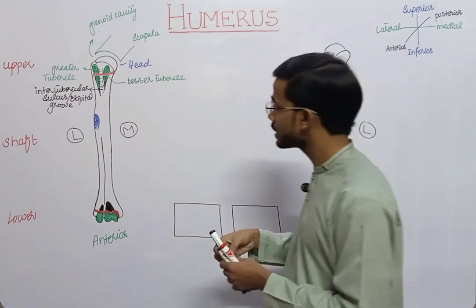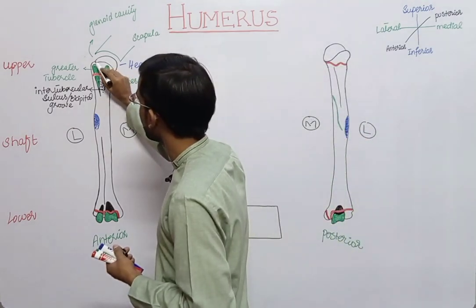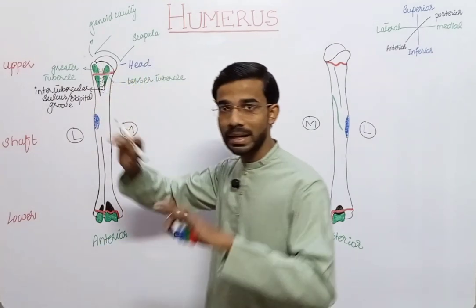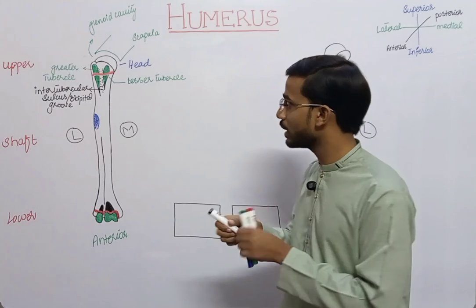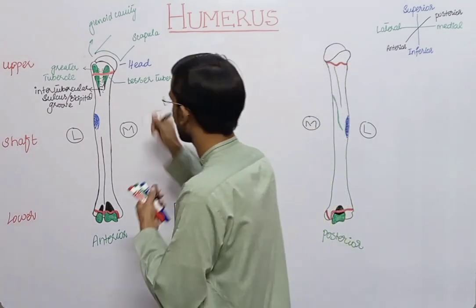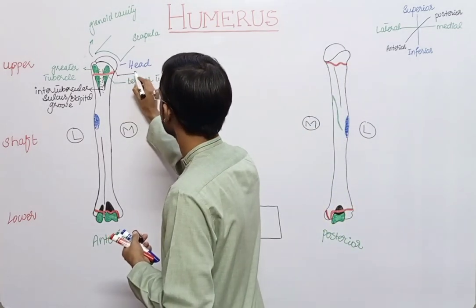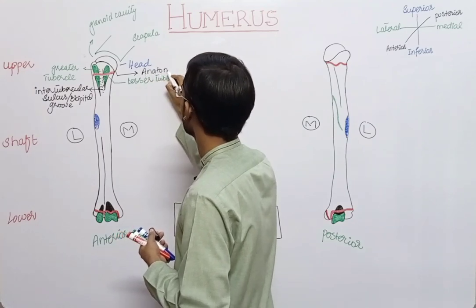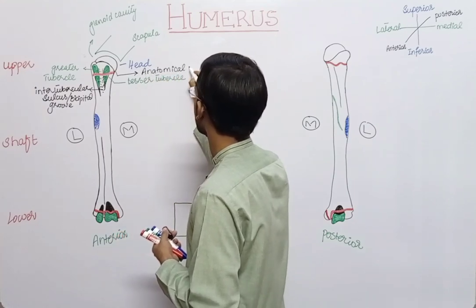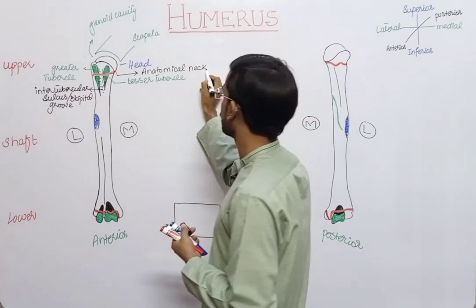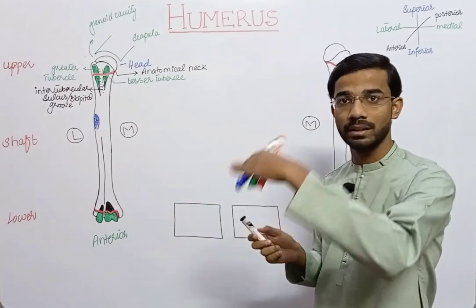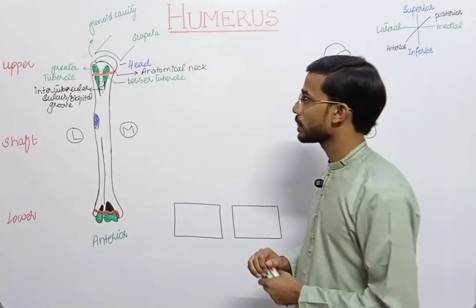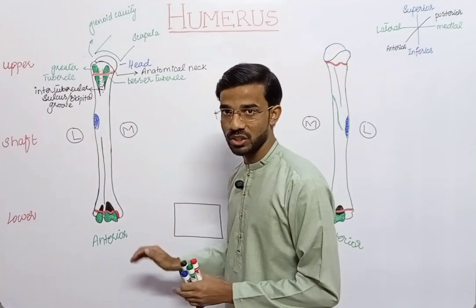And here you can see the head is separated from the lower part of the humerus by a line, and this is actually called the anatomical neck. This neck separates the head of the humerus from the rest of the humerus. So this is the anterior view.